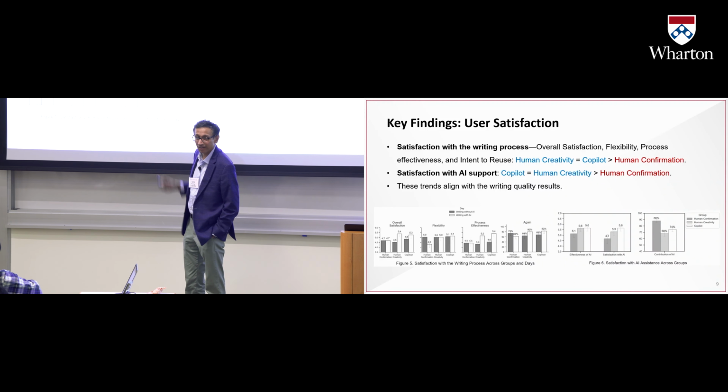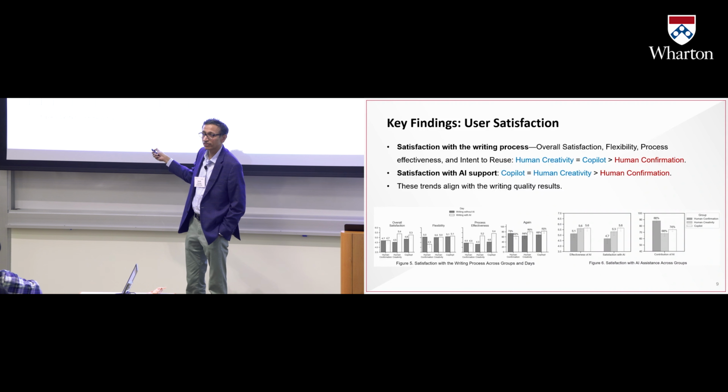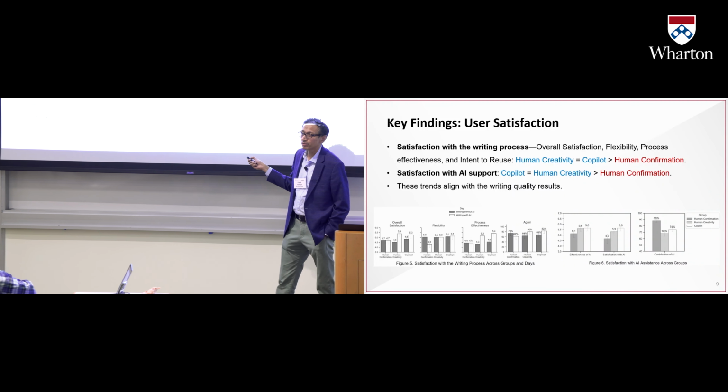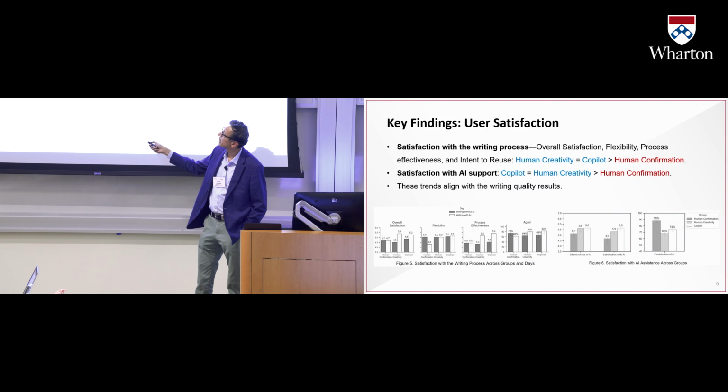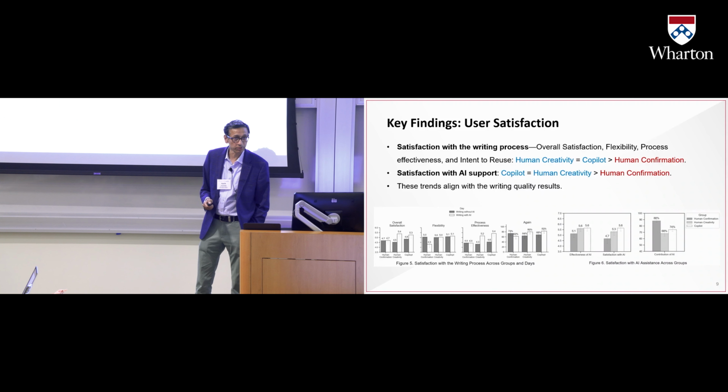Whether the process was effective in helping them reach their goals or not: the human confirmation group had the same level of effectiveness as not having AI, but for the other 2 groups, a much higher level of effectiveness. And similarly, whether they want to use the process again or not, a big difference: the other 2 groups want to use the process again, but the first group does not.